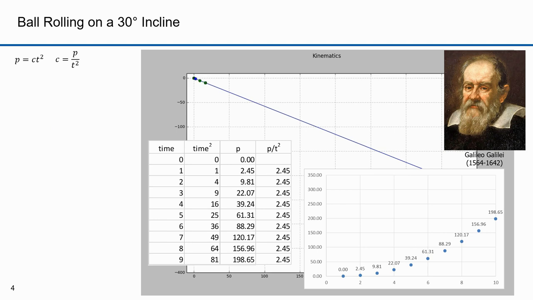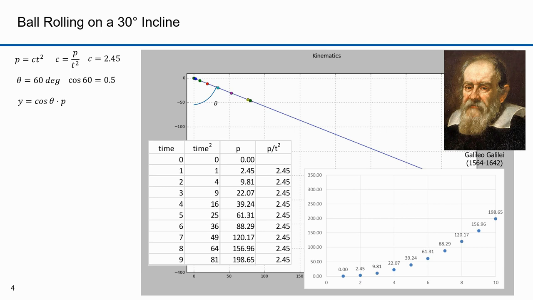In this example I showed you a few slides ago, this angle theta is 60 degrees. For that angle, C equals 2.45. Remember that that's P at the 1 second point. That's the distance along the ramp that the ball has traveled in 1 second, 2.45 meters. At 2 seconds, the ball travels to 9.81 meters. At 3, 22.07 meters. The y-coordinate of each position P is the cosine of theta times P.